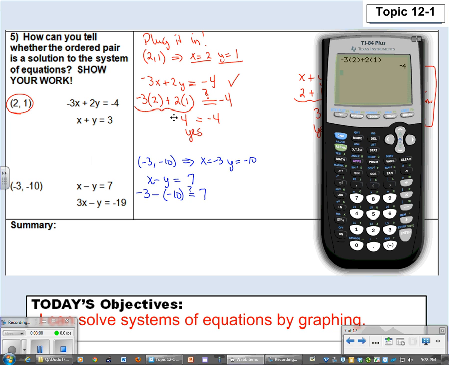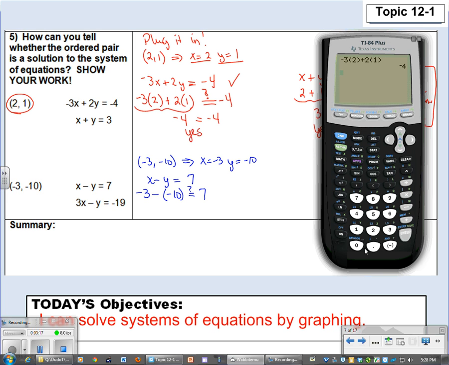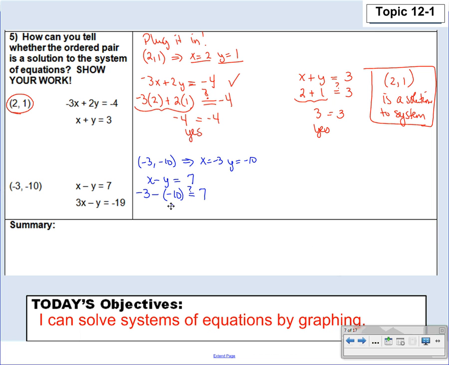Again, I'm going to pull up my calculator and type in the left-hand side. So we'll type in negative 3. It's negative because that's the first thing. Then minus. In parentheses, we'll put in negative 10. Close it off and press enter. That comes out to be a positive 7. So 7 does equal 7. Yes, this is a true statement. So let's check the other equation.